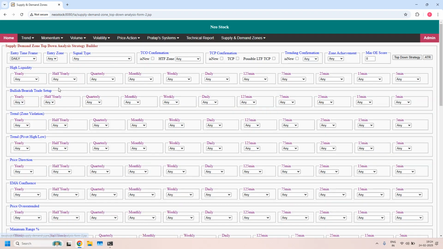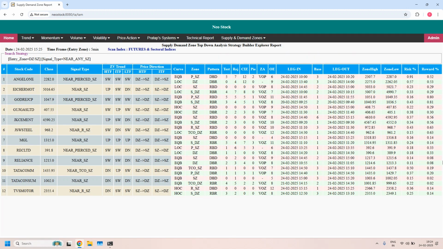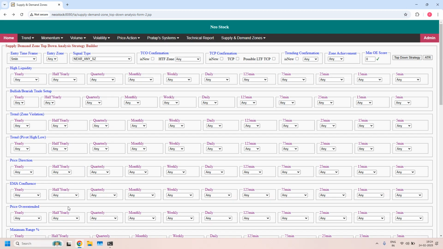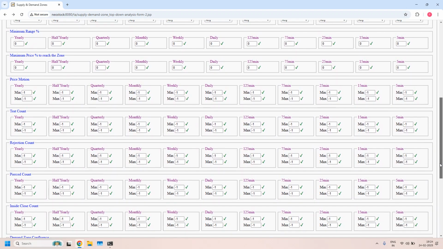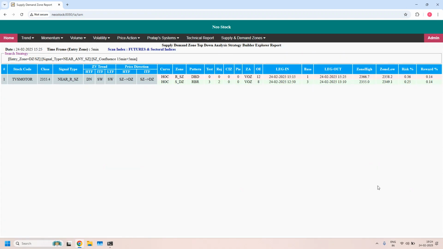Okay, next 5 minutes time frame. Stocks near 5 minutes supply zone, we got 12 stocks. Out of these 12, how many supply zones are having ITF zone confluence? Let us verify. That is 5 minute supply zone with 15 minute supply zone confluence. I'm enabling the filter. With this filter, we got only one stock. So this is about stocks near demand and supply zones for different time frames. We also identified daily and 75 minutes high liquidity zones.